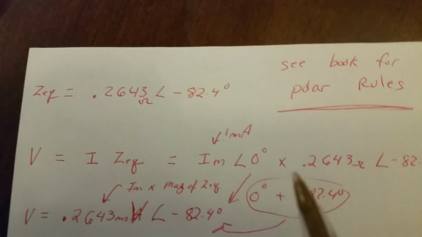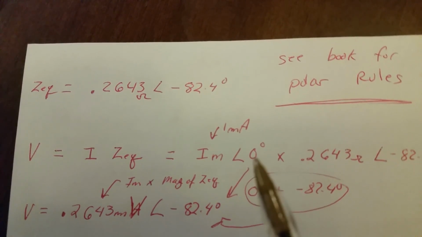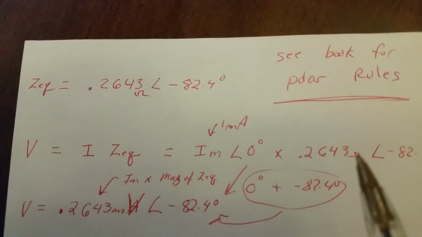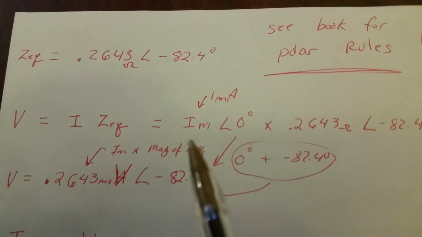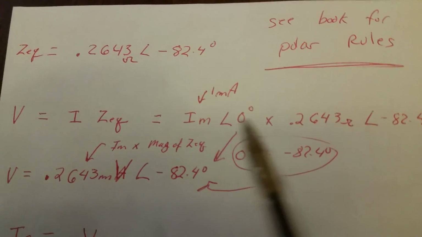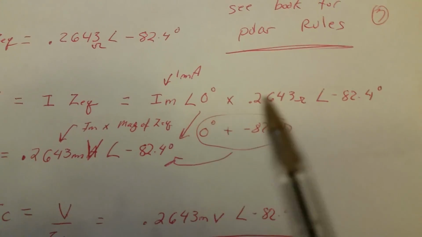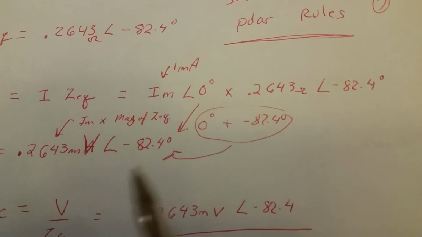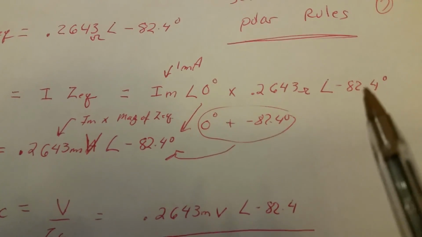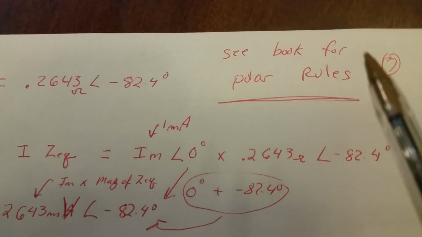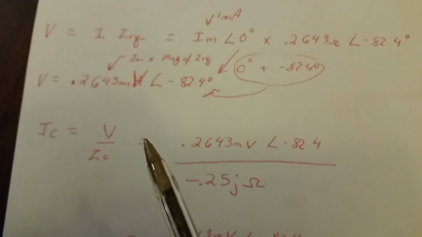To find the voltage, we just take our 1 milliamp phase angle and multiply it by our impedance. And yeah, this magnitude times this magnitude equals that magnitude. And since we're multiplying vectors, we just add the angles: 0 plus minus 82.4. If you're unfamiliar with that, it's well detailed in the book under these polar rules.